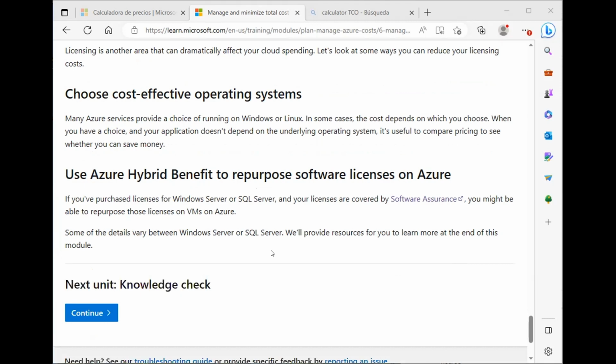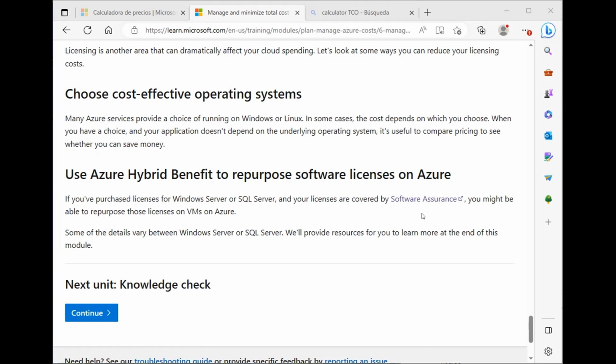Use Azure Hybrid Benefit to repurpose software licenses on Azure. If you purchase a license for Windows Server or SQL Server and your licenses are covered by Software Assurance, you might be able to repurpose those licenses on virtual machines on Azure. Some of the details vary between Windows Server and SQL Server. We'll provide resources for you to learn more at the end of this module.